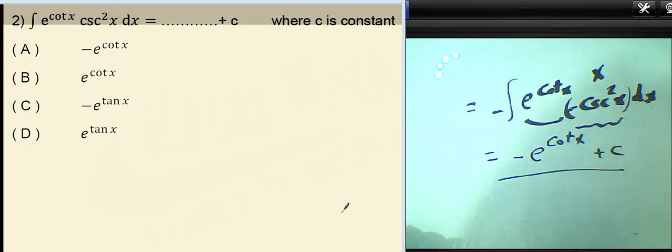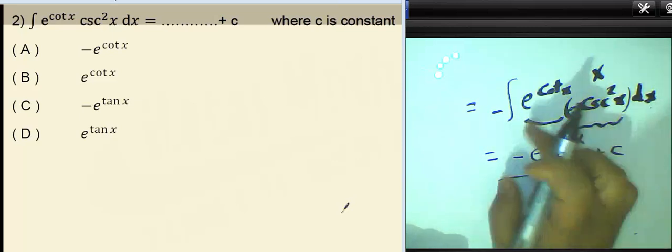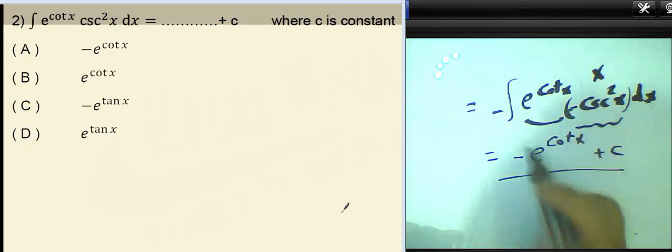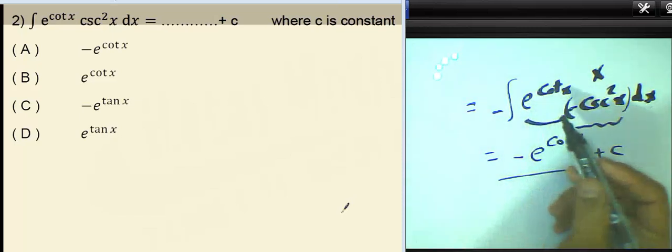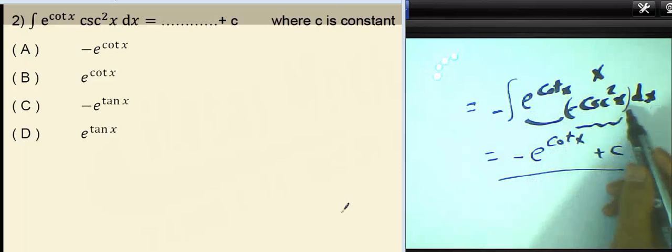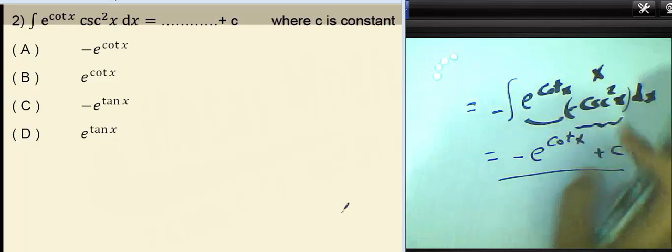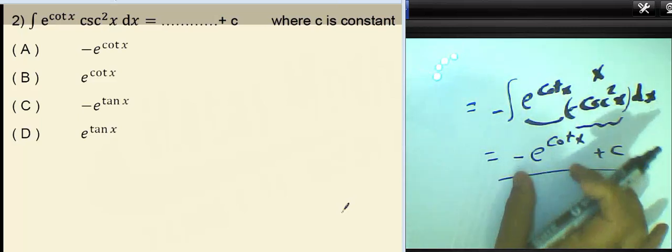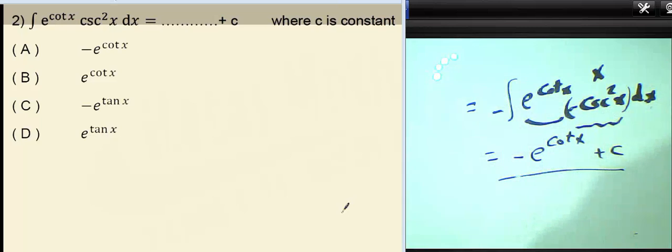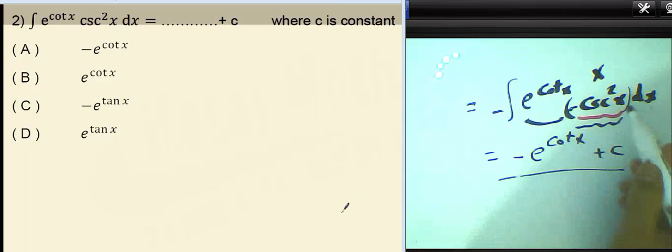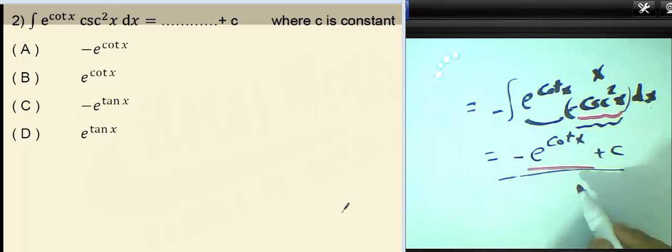We have in this example a function and the derivative of the power. If we have a function and the derivative of the power of e, so the function e power cotan x, the derivative of the power will be negative cosec power 2 x. Then we can cancel this derivative of the power and write the original function here. It will be negative e power cotan x. Okay, then the result will be choose letter A.